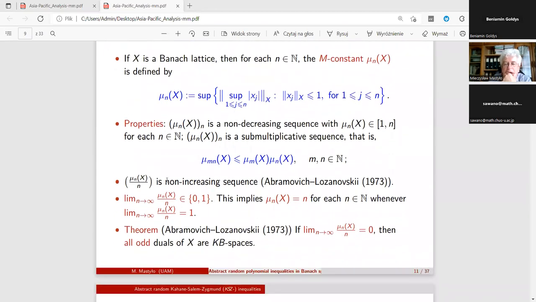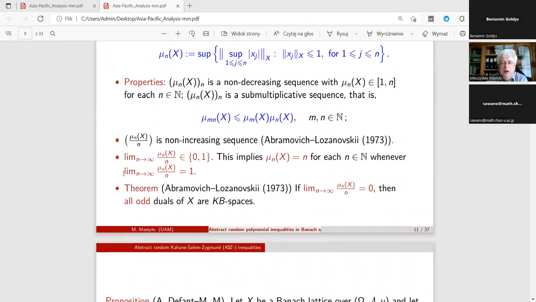A more delicate fact: the sequence mu_n over n is non-increasing. So non-decreasing, non-increasing, so quasi-concave sequence. This was shown by Abramovich and Wojtaszczyk in 1973. So having this fact, this is a simple exercise, the limit of this sequence exists and takes only two values, zero or one. If the limit is one, then for all n, mu_n of x must be equal to n. The situation is very interesting whenever the limit is zero.